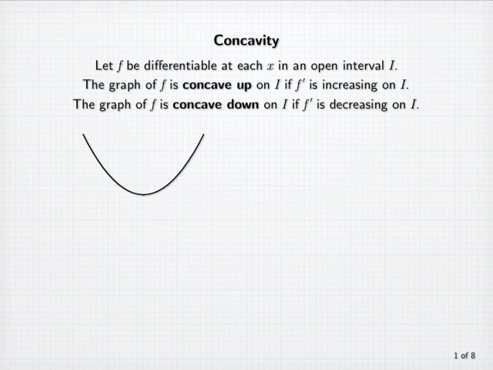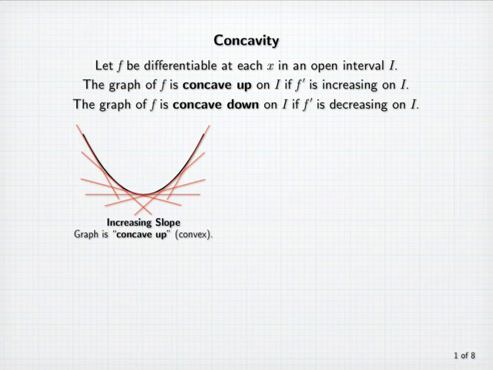Here the slope is increasing. Near the left end of the graph there's a large negative slope which becomes smaller as we move to the right, eventually becoming positive. Increasing slope results in a graph that is concave up or convex.